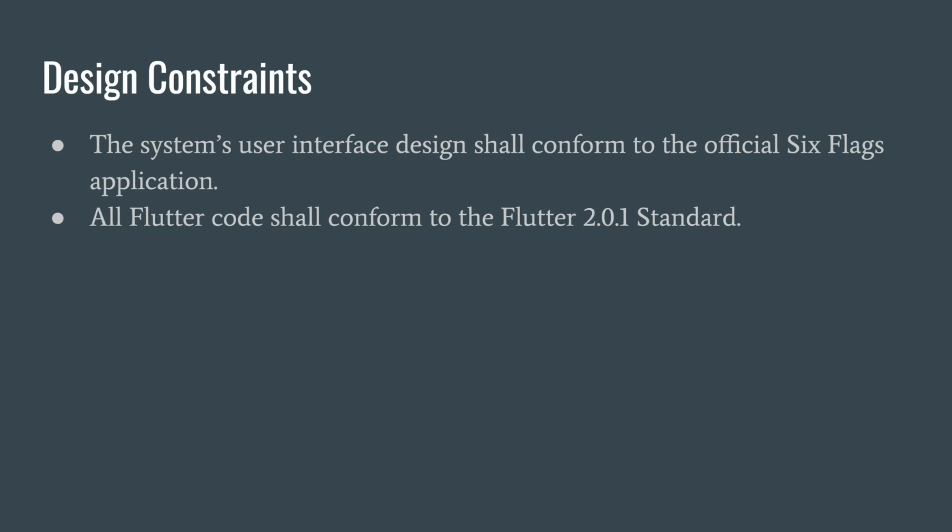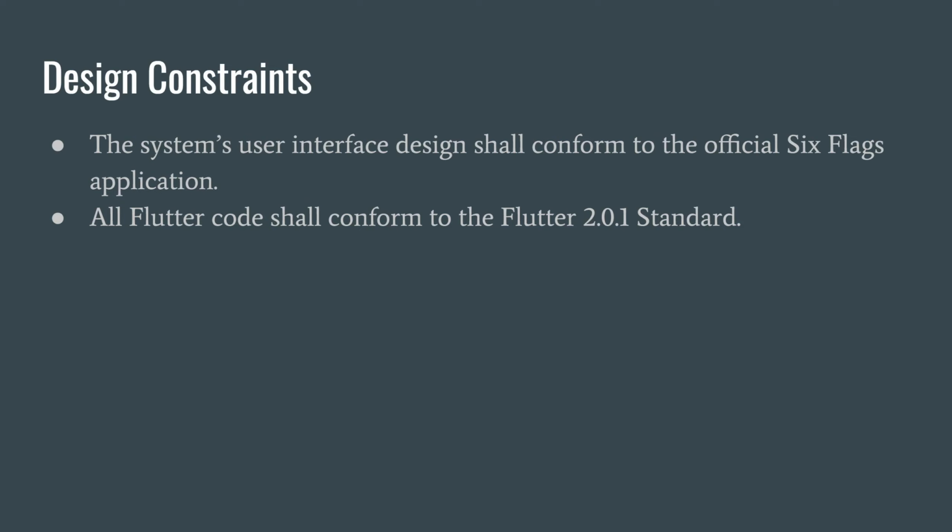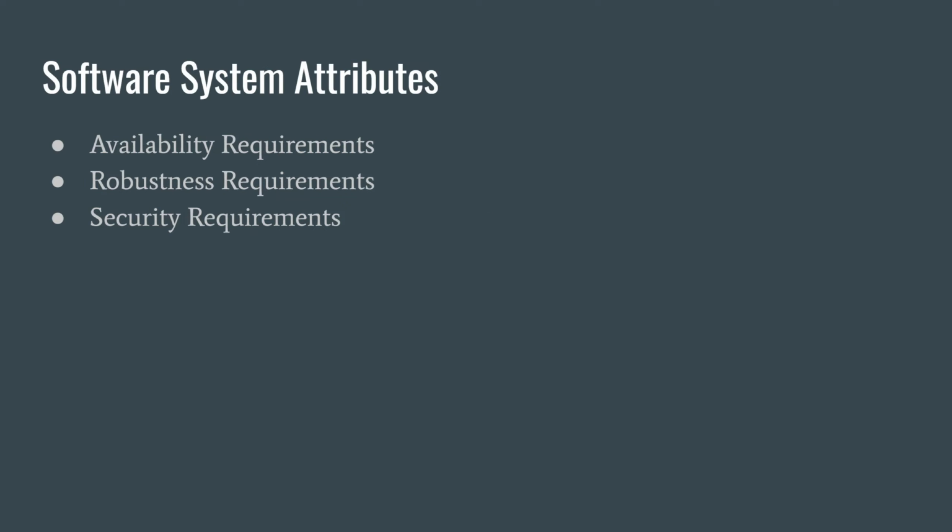For the design constraints, the system's user interface design will conform to the official Six Flags application, and all Flutter code shall conform to the Flutter 2.0.1 standard. For the software system attributes, we identified 3 attributes, which is the availability requirements, the robustness requirements, and the security requirements.